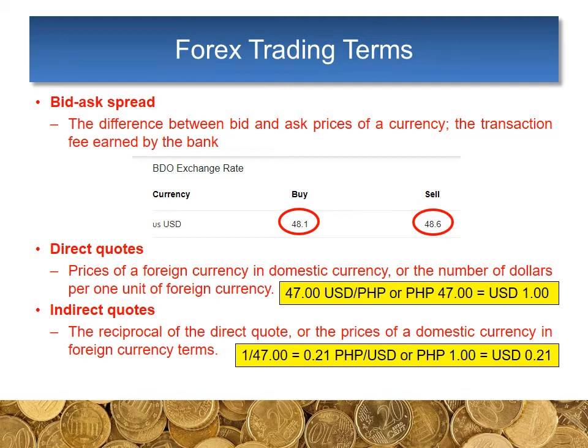As an example, the spot rate for the dollar may be quoted at 47 pesos per US dollar. So the indirect quote would be 1 US dollar over 47 pesos, or 0.21 US dollars per 1 peso, or 1 peso will cost 0.21 US dollars.